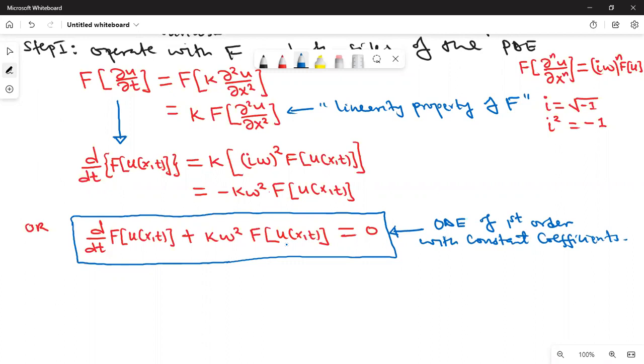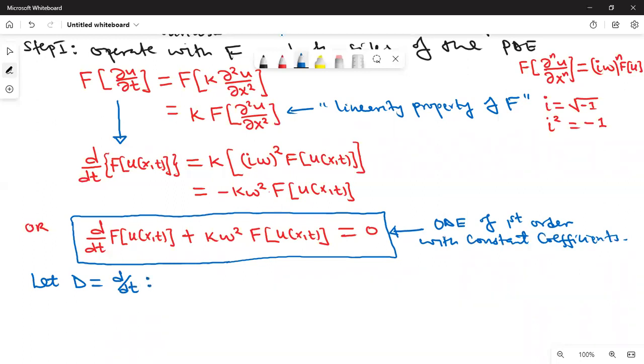There are three methods of solving it. You could use the D operator, you could use the integrating factor method, or you could solve this as a separable ODE. We are still going to get the same answer. So I want to use the D operator. So let D capital be the derivative with respect to t.